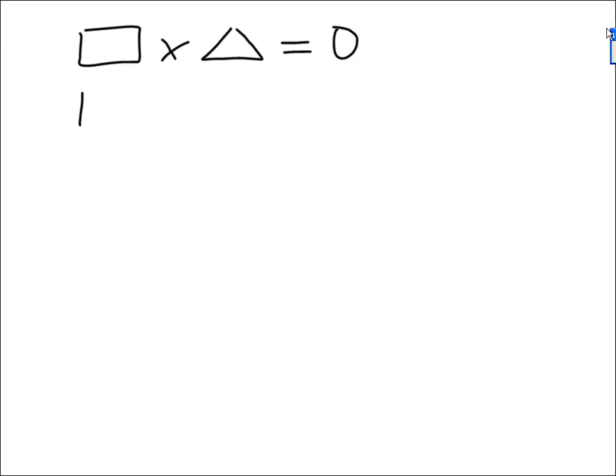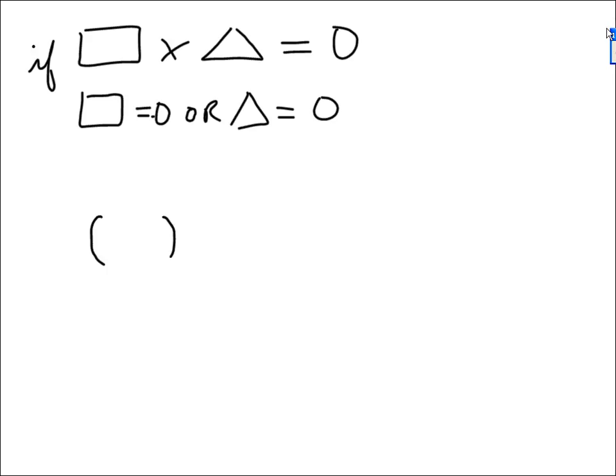If any one of these quantities is 0, if the box equals 0 or the triangle equals 0, then the product on top equals 0. If a product of 2 things or 3 things or 4 things or 50 things equals 0, then one of those things is 0. No other number has that property.